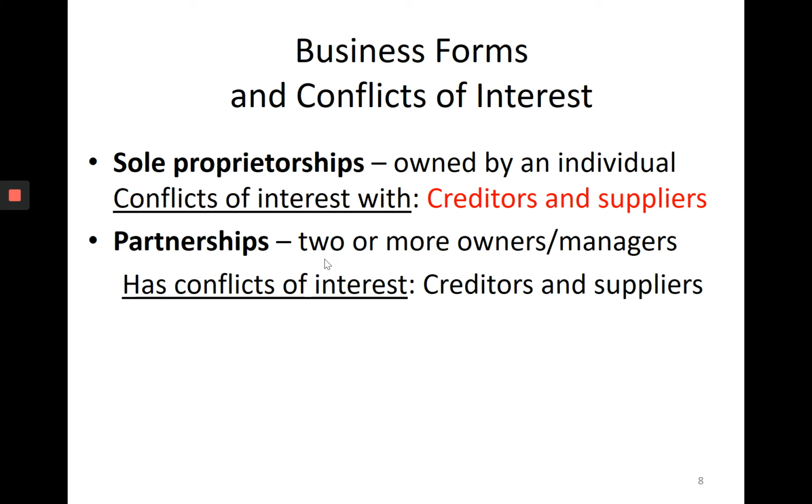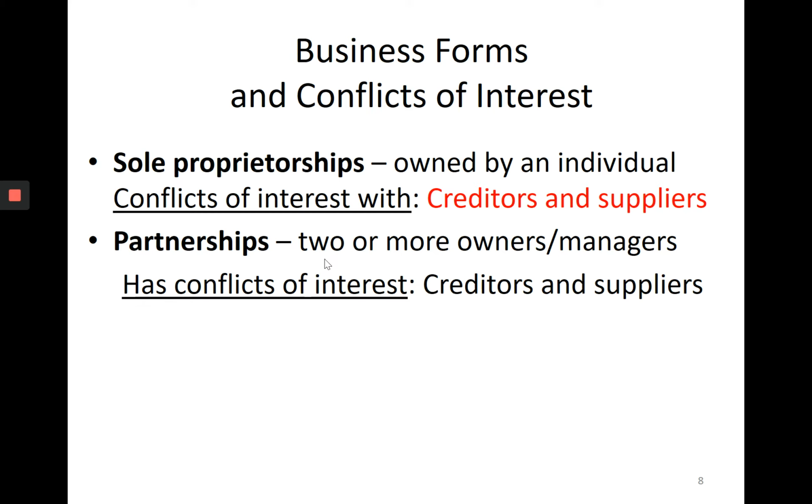Next form of business is partnerships. There are one or more partners, usually two or more partners would be correct, because if it's one, it would be sole proprietorship. And these partners are owners and they manage the firm. Typically, law firms and some accounting firms are run this way.